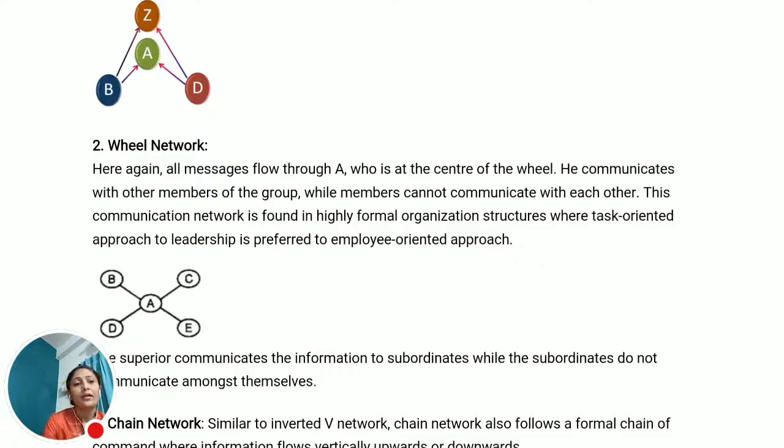Okay, I think I have already covered this wheel network, so I have to go on to the next kind of network, that was chain network. Is there any confusion in the wheel network? Anybody?